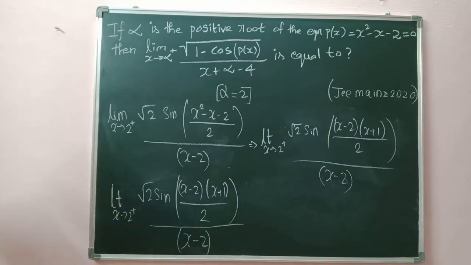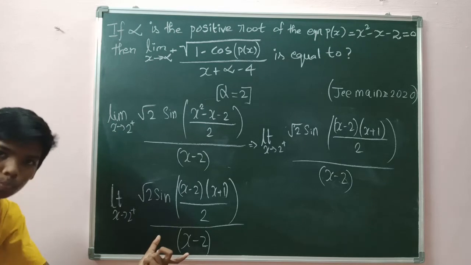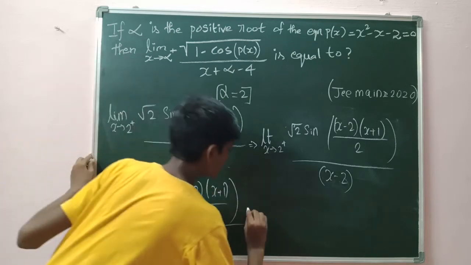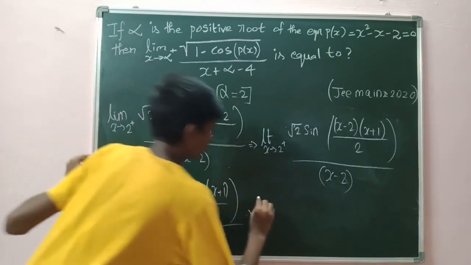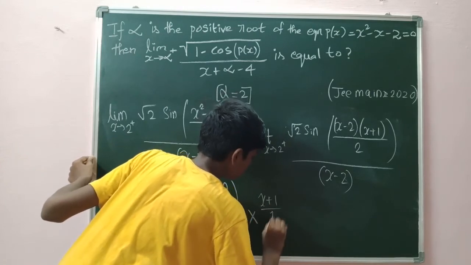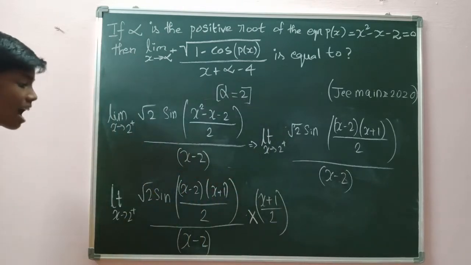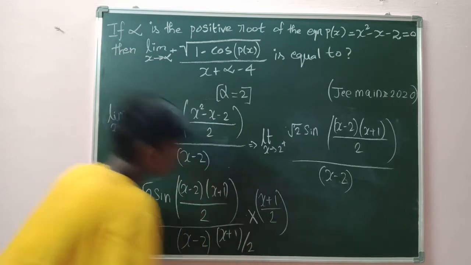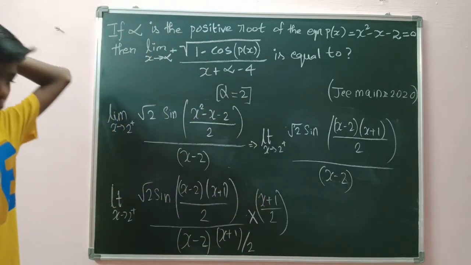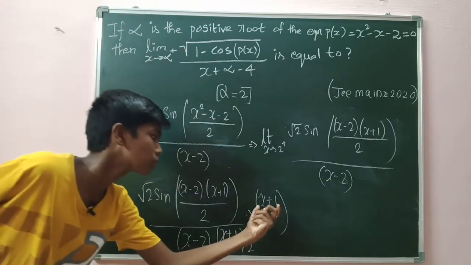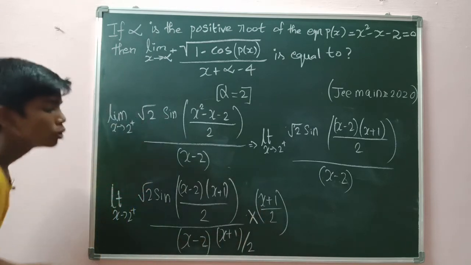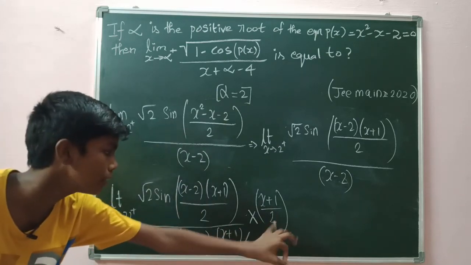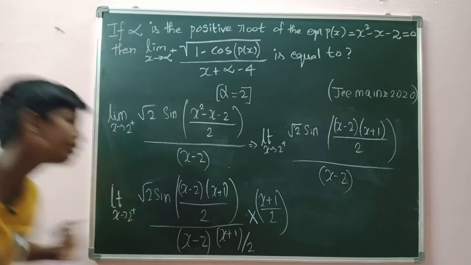But I can do one thing. I can multiply the expression inside the limit with x plus 1 by 2 and divide it by x plus 1 by 2. Can't I do that? Anyway, these two terms will get cancelled. That's not a problem. As I am dividing by x plus 1 by 2, I will put it in the denominator.